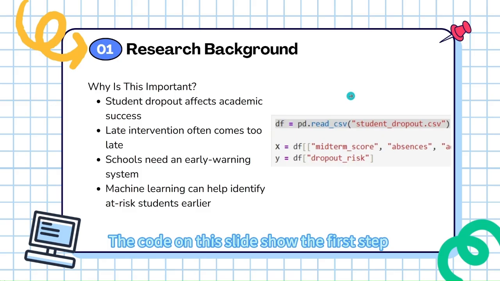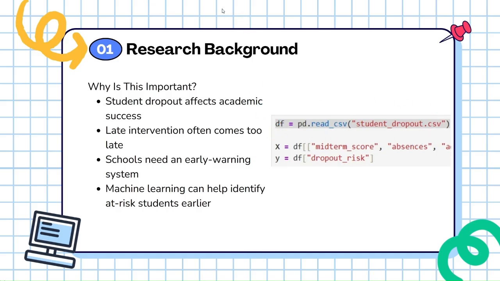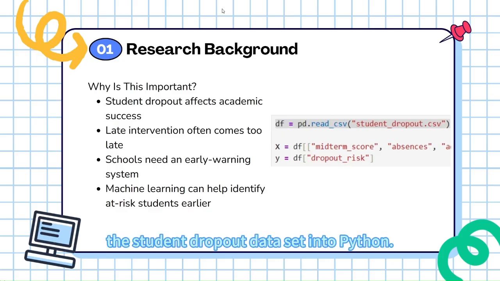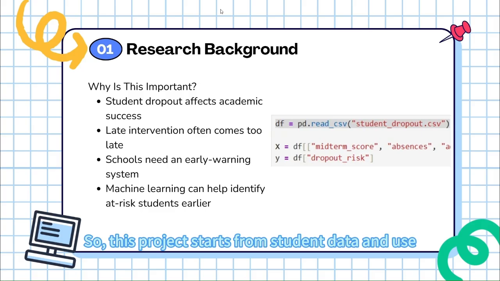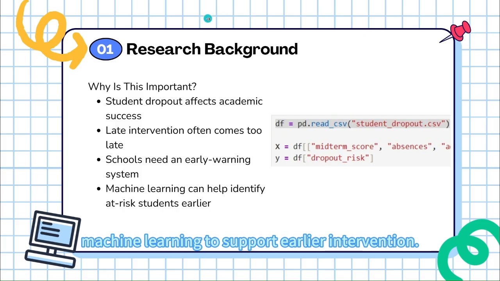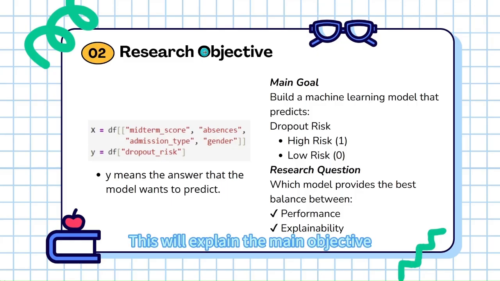The code on this slide shows the first step of the program. This slide loads the student dropout dataset into Python. After the data is loaded, we can start processing the data, training models, and comparing the results. So this project starts from student data and uses machine learning to support earlier intervention.